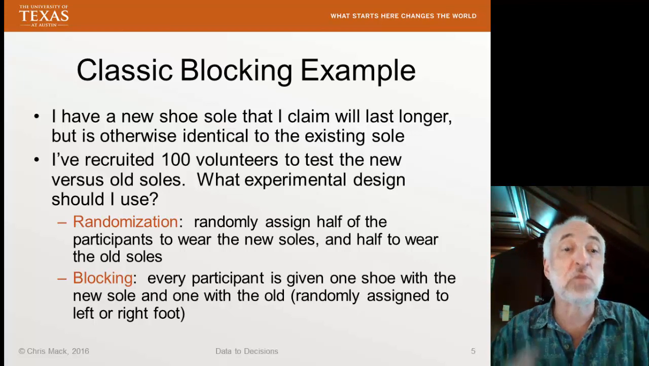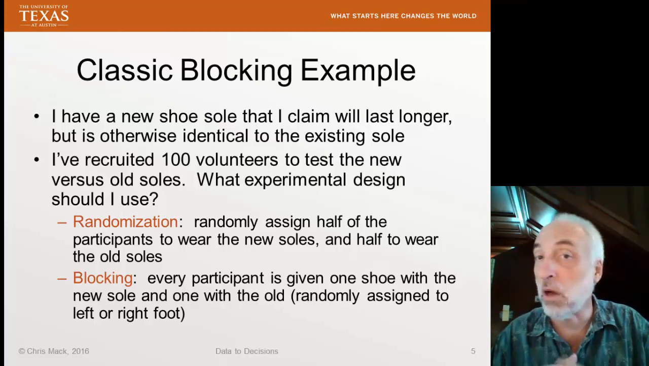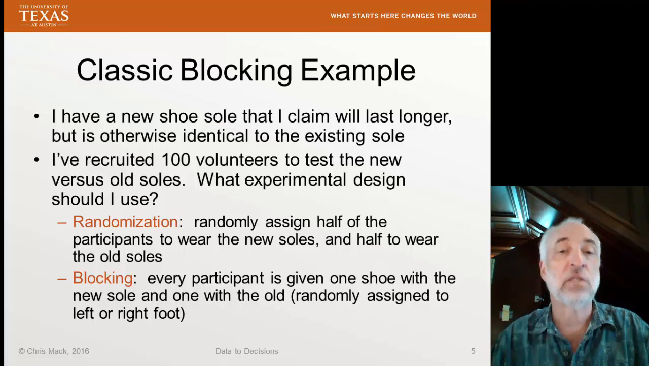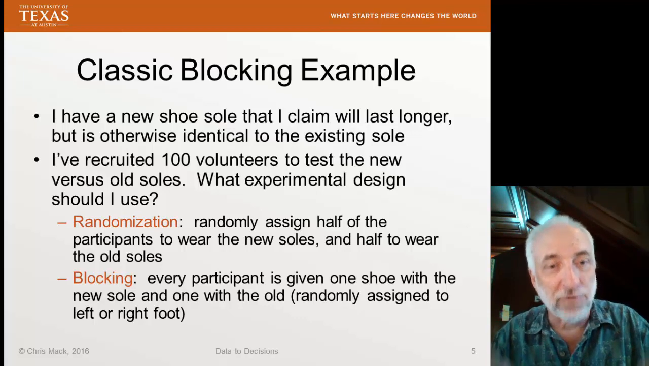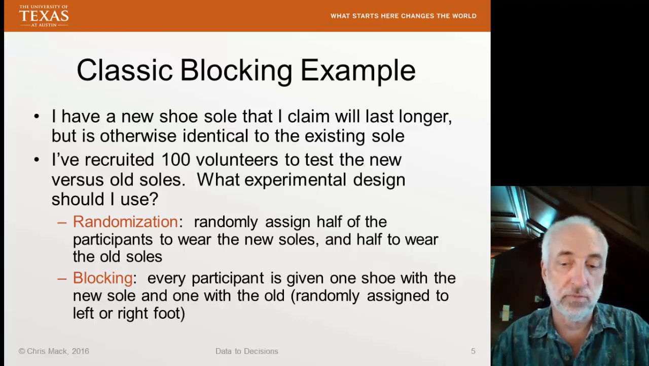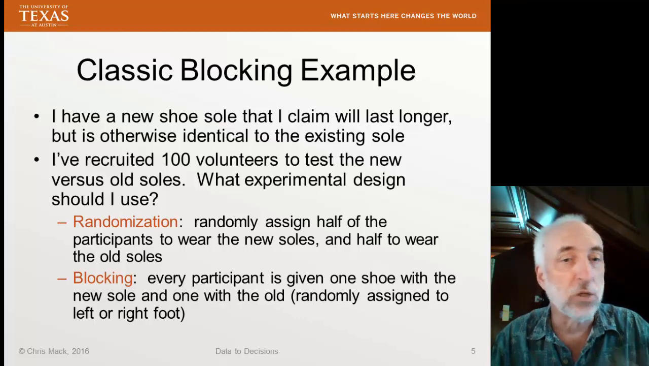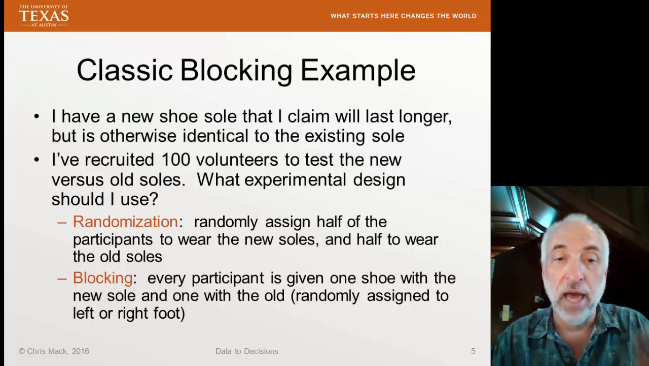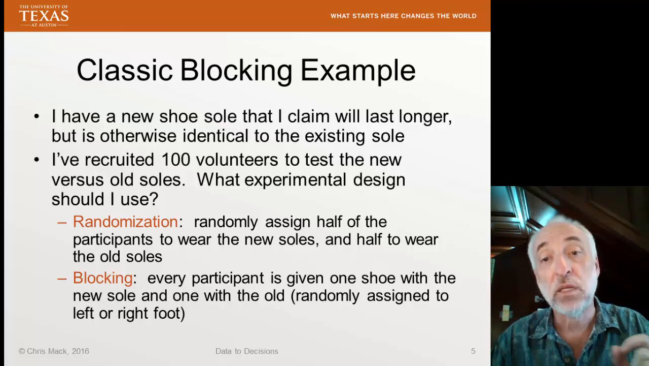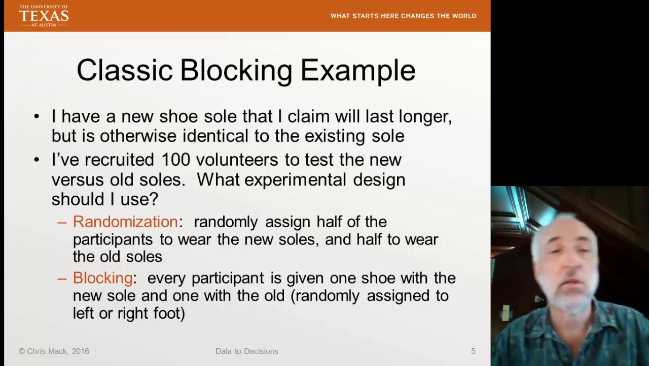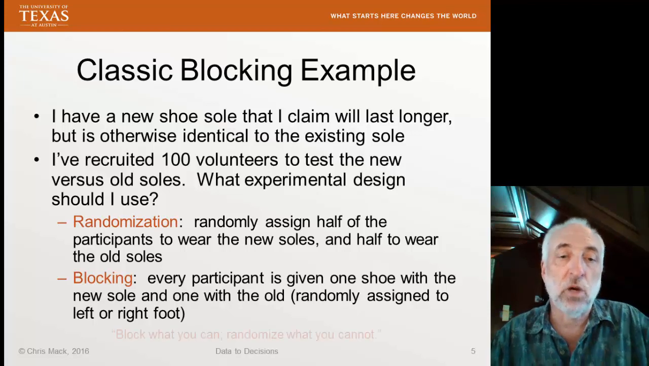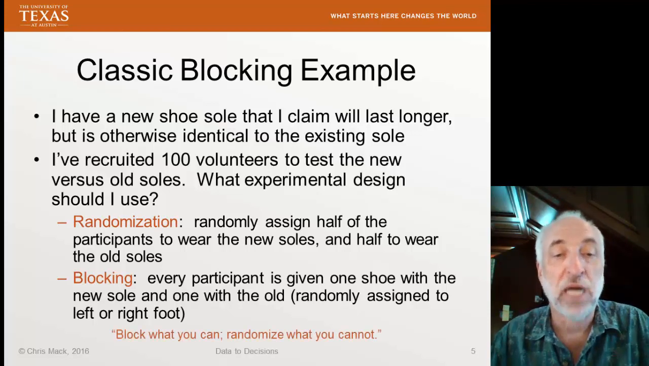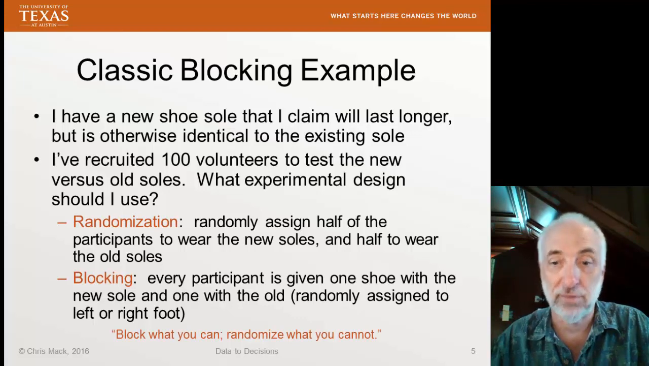When I do that, the differences between one person and another person no longer matter very much. Instead, I get to see solely, sorry for the pun, the difference between one soul and the other. This is what blocking can do. And I'll bet you can guess that in that blocking experiment, the uncertainty in our measured difference between the two soles will be much smaller than in the randomization assignment.